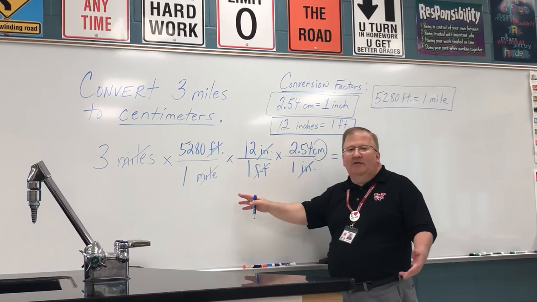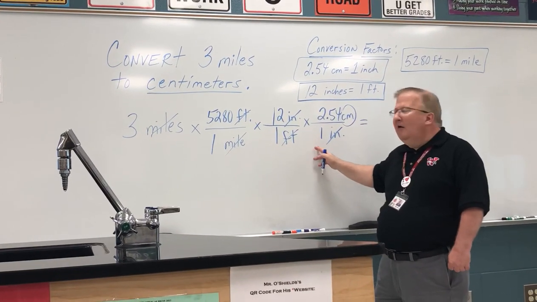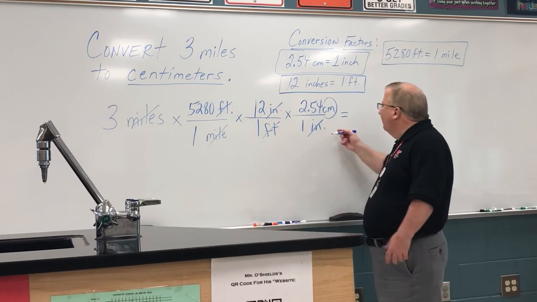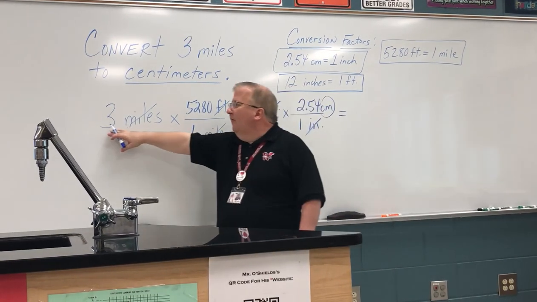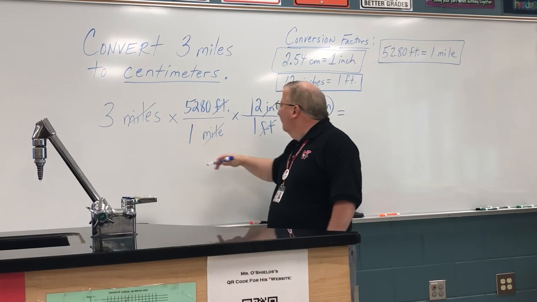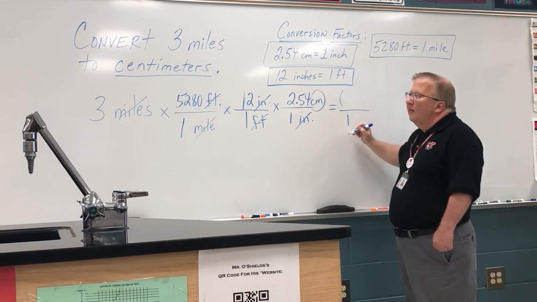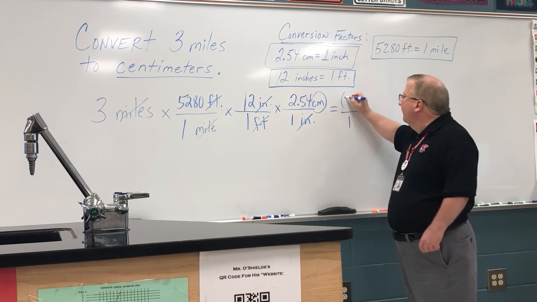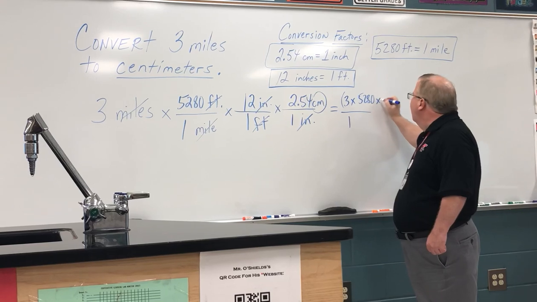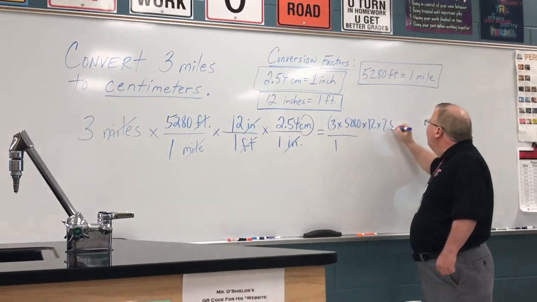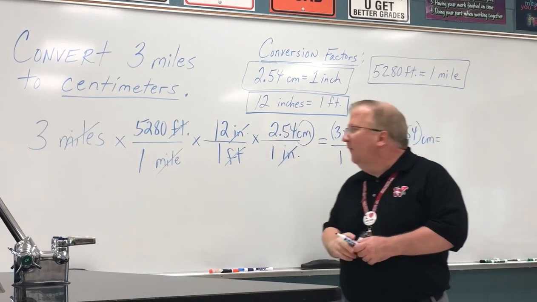Luckily, it's not always this way, but in this particular problem, all the numbers in the denominator are 1. So I don't need to do anything there in terms of 1 times 1. This is understood to be over the number 1. So 1 times 1 times 1 times 1 is just 1. In the numerator, I have to multiply all the way across 3 times 5,280 times 12 times 2.54. And my final unit should be in centimeters.